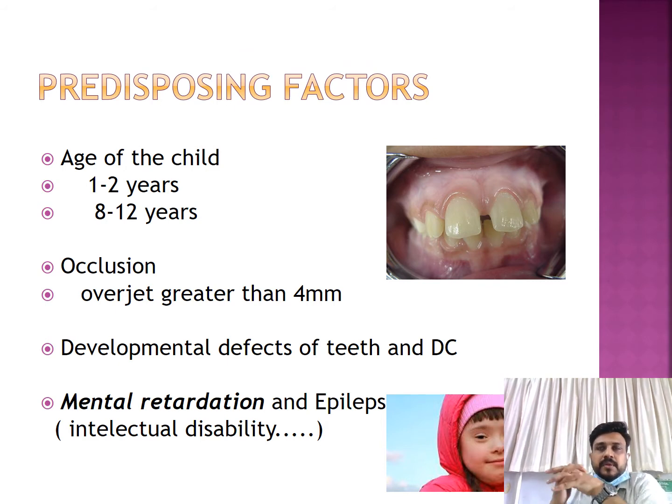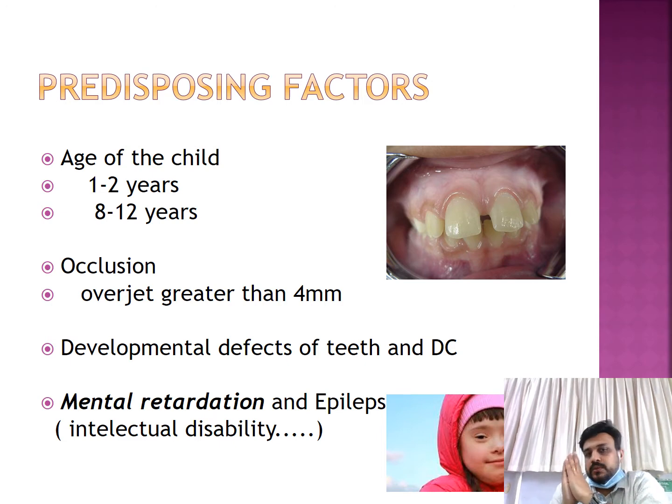Then predisposing factors. What are predisposing factors? They are factors that add upon the existing conditions and increase the chance of injury. As I told, young age, around 2 years, the chance of falling is more. Then age 12 years, because they are more active in that period and play a lot of sports. Because of that also, there can be injury.